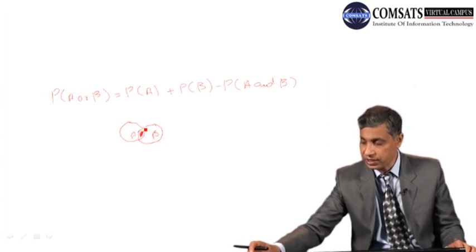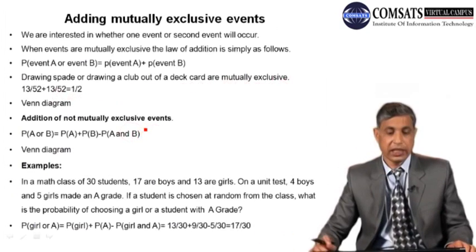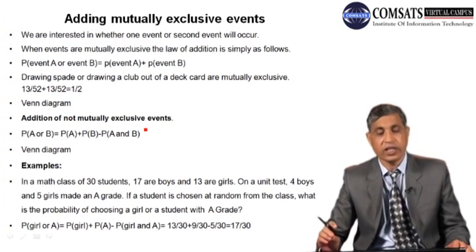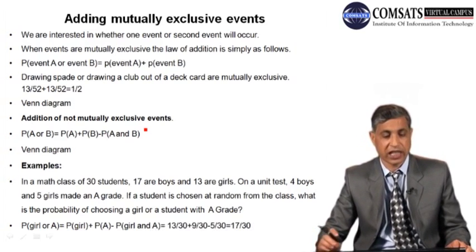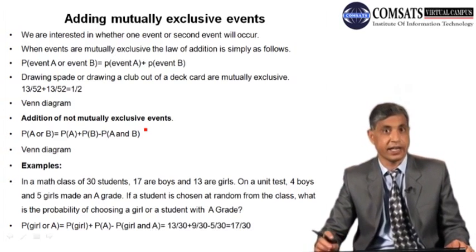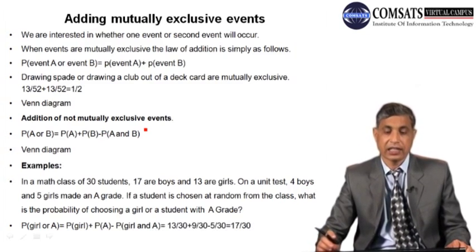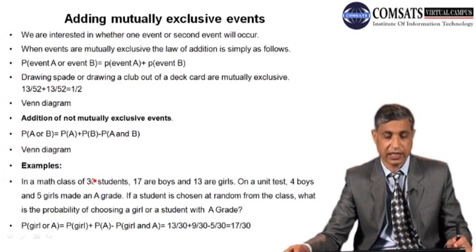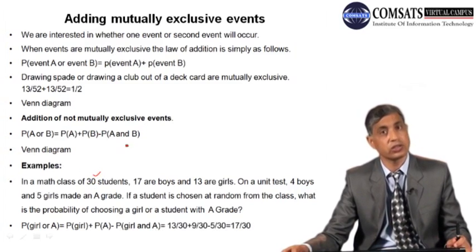So I would like to give an example. Suppose there are 30 students in the class, and 17 are boys and 13 are girls. On a test, 4 boys and 5 girls made an A grade. Listen again, there are 30 students, out of which 17 are male and 13 are female.